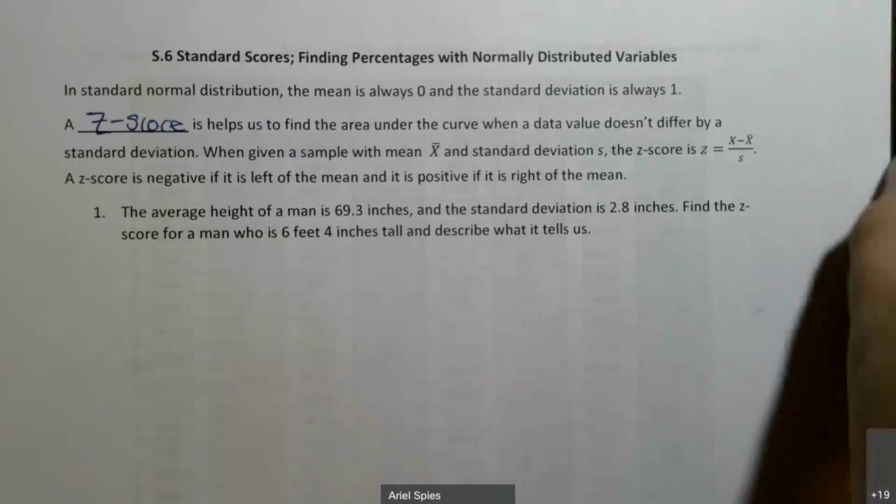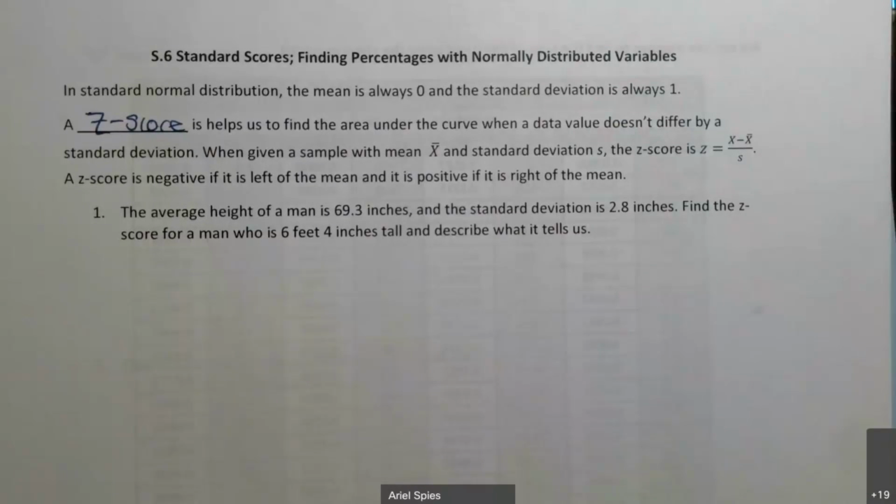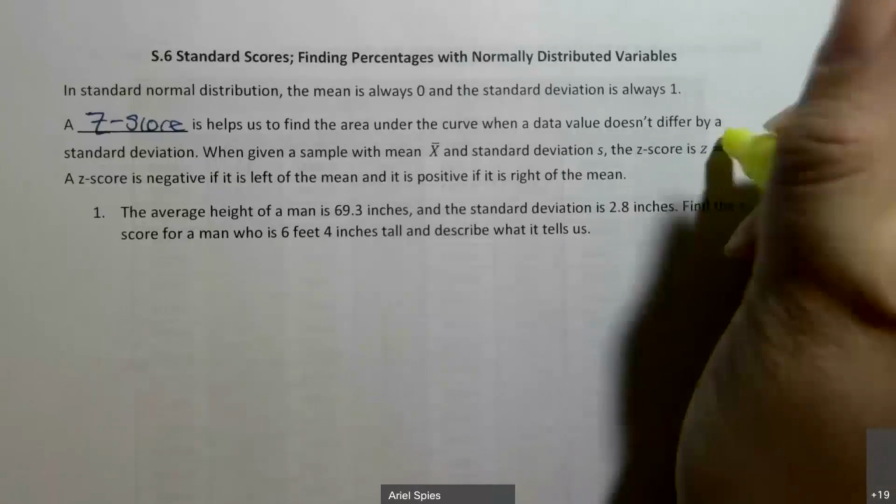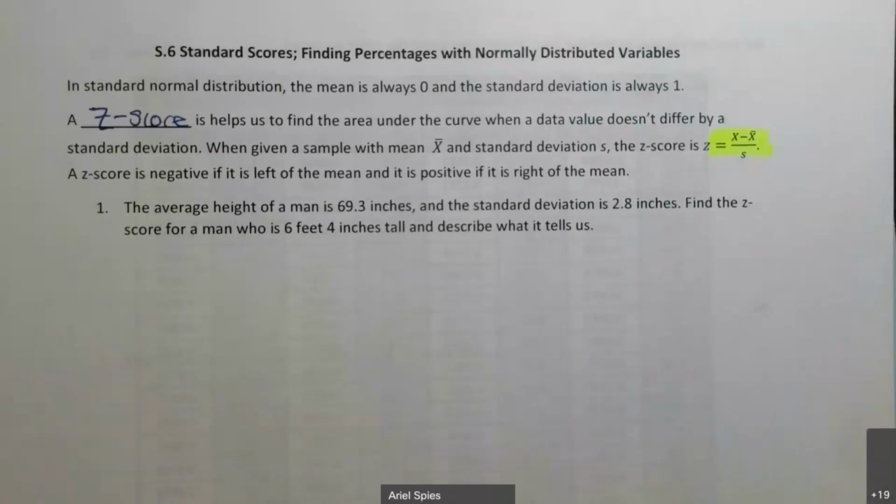When we're given a sample mean with x bar, that's how you read that, and a standard deviation s, the z-score is z equals x minus x bar over s. So x is the data value you care about, x bar is the mean, and s is the standard deviation. If a z-score comes out negative, it just means that it is on the left side of the mean. And if it's positive, it's on the right side.